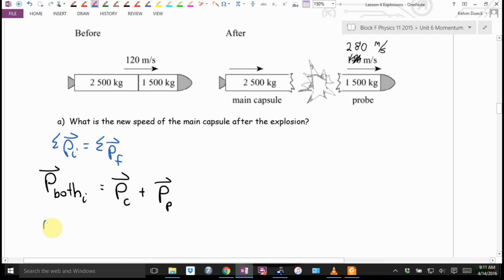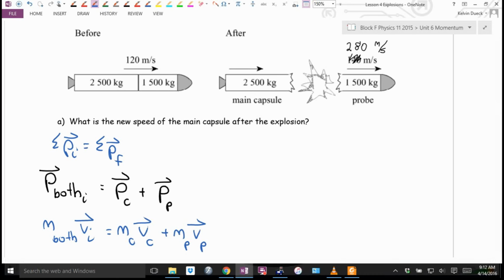So this is going to be mass both V initial equals mass capsule V capsule plus mass probe V probe, and I'll put vectors on all my velocities to remind myself to be careful looking for a change in direction. In fact, if this was a really powerful explosion, Jess, this capsule could actually have been forced backwards. I'm looking at the arrow, I think it's moving forwards, but if I get a negative answer, then I would say, oh, they were moving along, boom, this thing went shooting backwards, and the probe really took off.